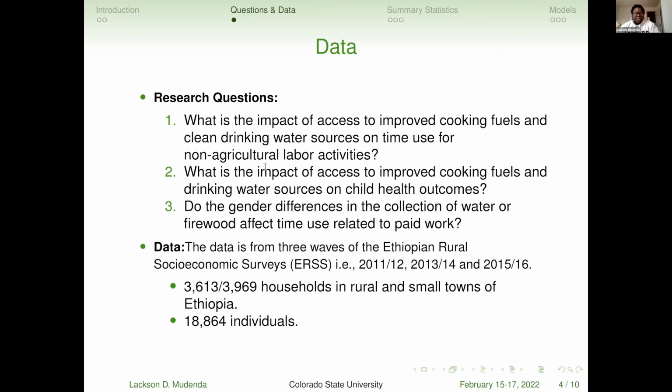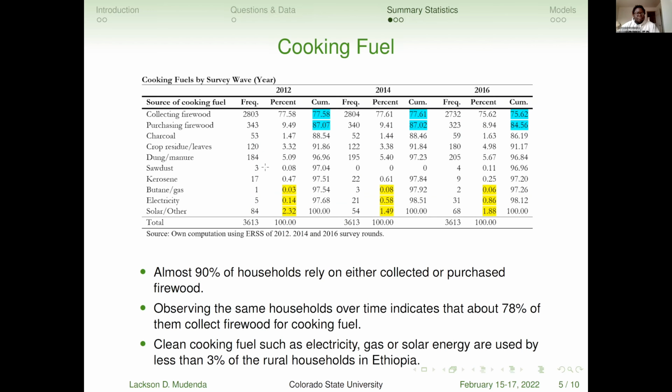And of course, the baseline number of individuals is about 18,864, but this number varies due to deaths and, of course, births. So just as a summary, in terms of cooking fuel, we can see that almost 90% of the households rely on collected or purchased fuel, and those are highlighted in blue. And observing the same households over time indicates that about 78% of them collect firewood for cooking fuel. Clean fuels such as electricity or gas or even solar energy account for a really small percentage of these sources of cooking fuel for households in Ethiopia.